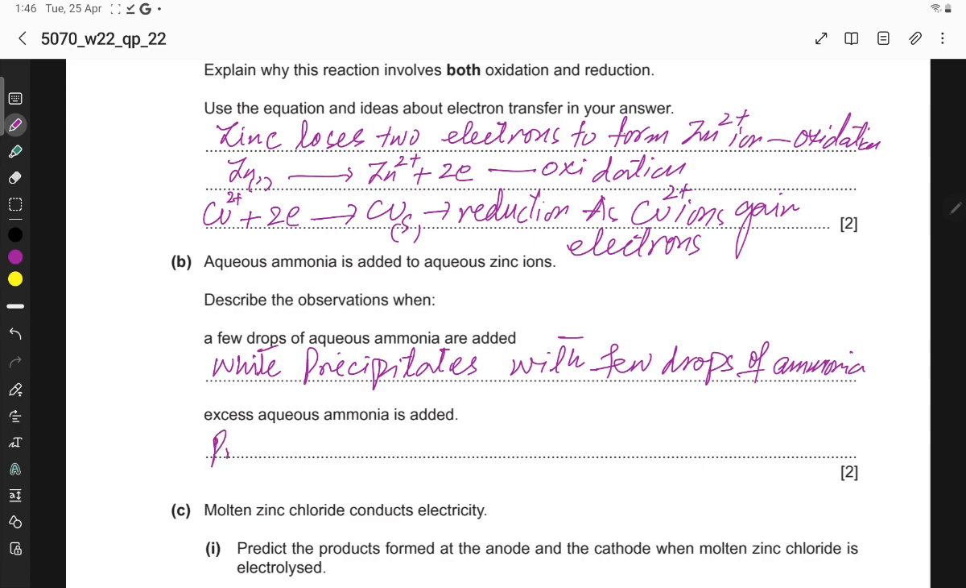Precipitates, dissolves with excess of ammonia solution.